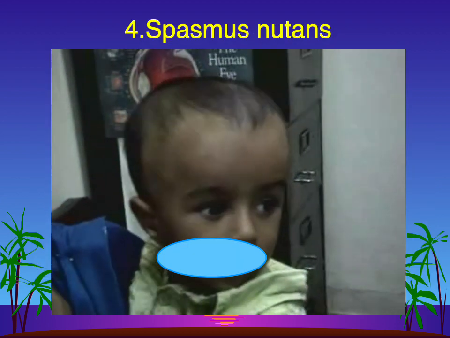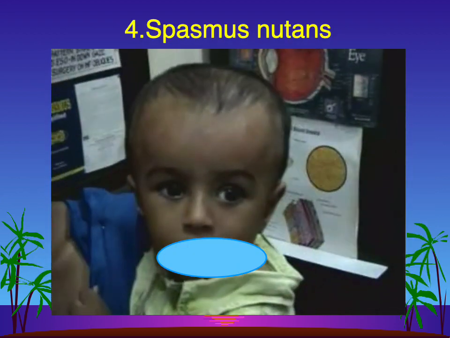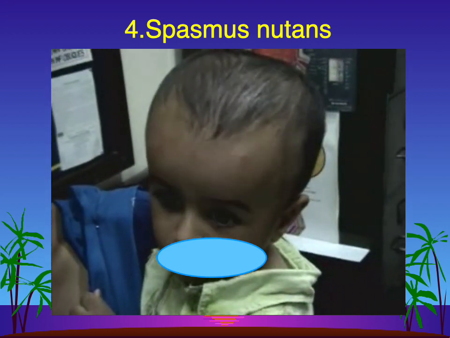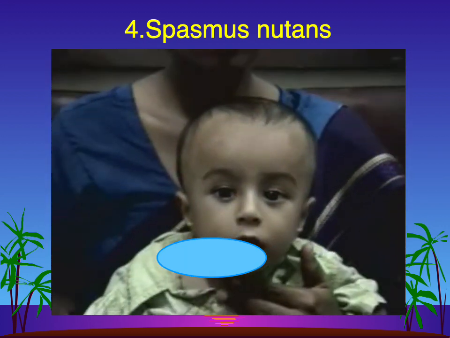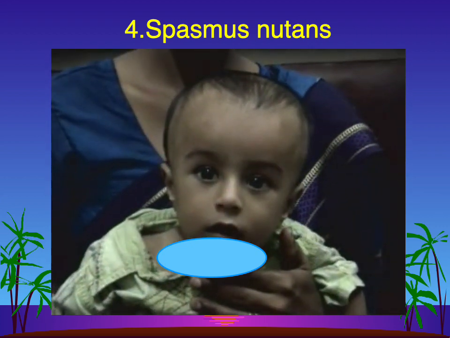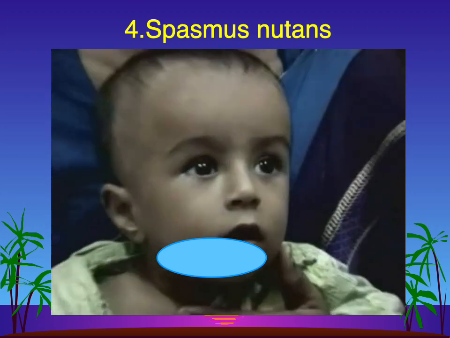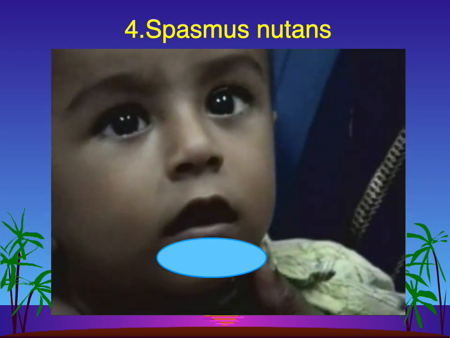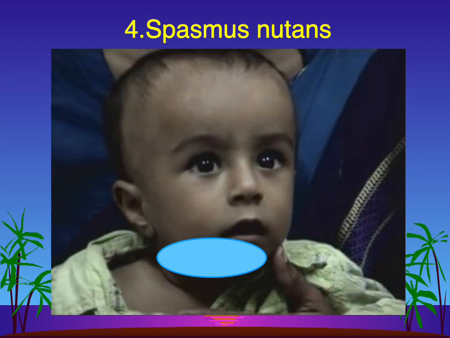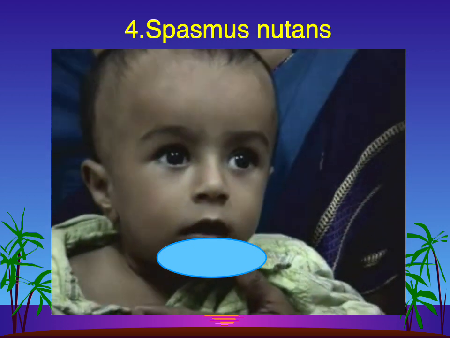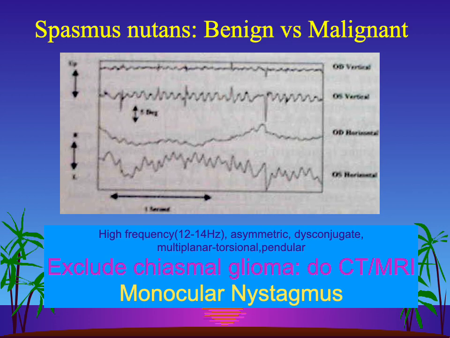Spasmus nutans is a dissociated nystagmus. It's typically a triad of nystagmus, torticollis, and head turns or movements. So these have to be taken into account, and whenever you have a dissociated nystagmus in a child of this kind, imaging should always be done. The majority are benign, but we have no way to distinguish the malignant from the benign, and so it is always indicated to do imaging, CT or an MRI, to rule out a chiasmal glioma.